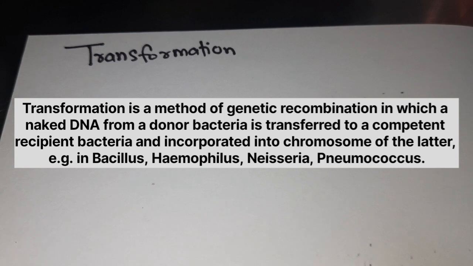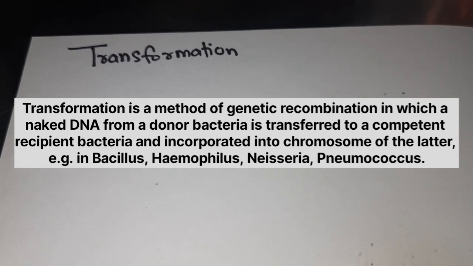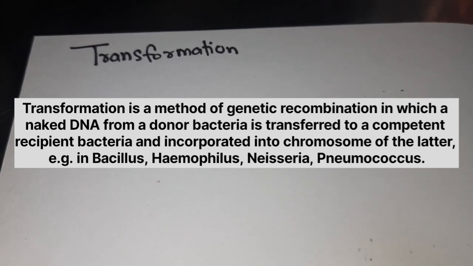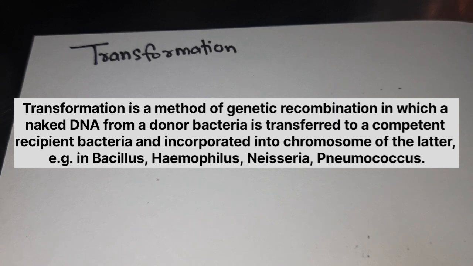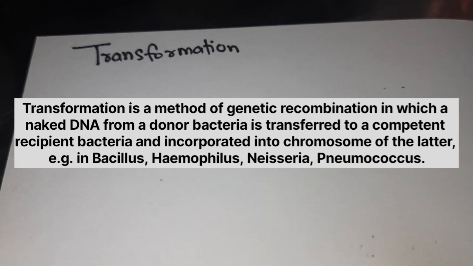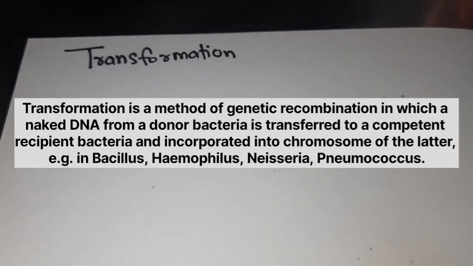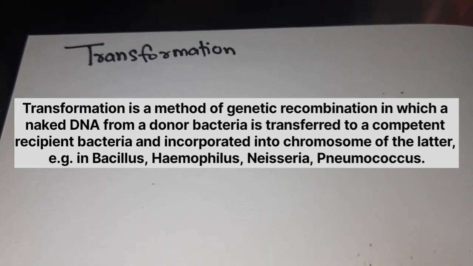The next topic is transformation. Transformation is a method of genetic recombination in which naked DNA from a donor bacteria is transferred to a competent recipient bacteria and is incorporated into the chromosome of the latter. Examples are Bacillus, Haemophilus, Neisseria, and Pneumococcus. Very short and simple, just learn it. Transformation occurs in nature. It is widely used in recombinant DNA technology.